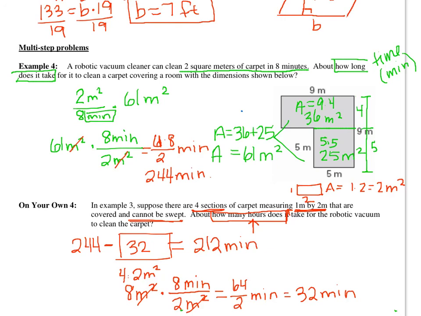And then I want hours though. So I have to take my 212 minutes and divide by, I have 60 minutes per 1 hour. I want minutes to cancel though, so I've got to flip that and do the opposite, 1 hour over 60 minutes. This looks like I'm going to do 212 divided by 60. And that leaves me with about 3.5 hours.